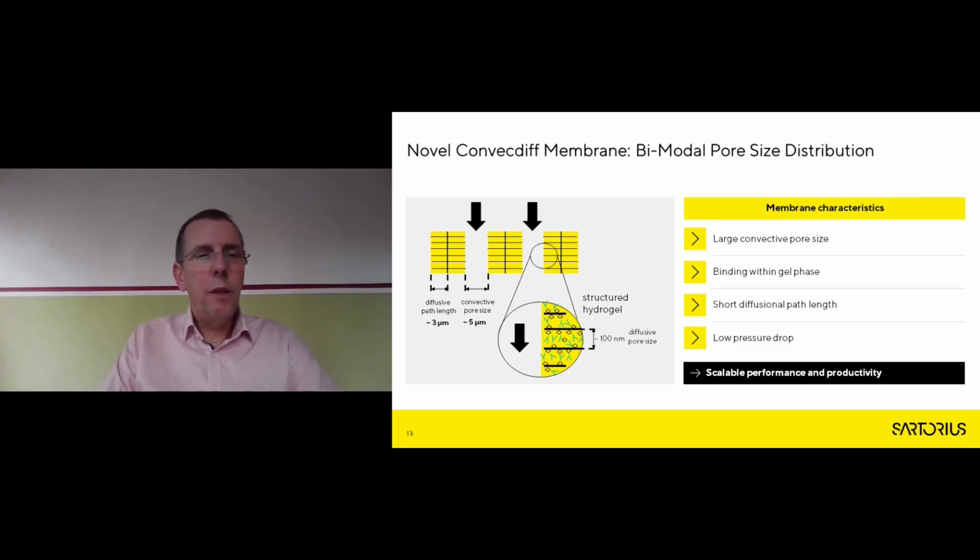However, this hydrogel phase has a very short diffusional path length of about 3 micron, making fast diffusive mass transfer possible. The pore size of the convective pores is therefore uncoupled from the binding capacity and has diameters of around 5 micron, leading to high permeability and low fouling. This novel structure enables high productivity and scalable and robust performance at the same time.